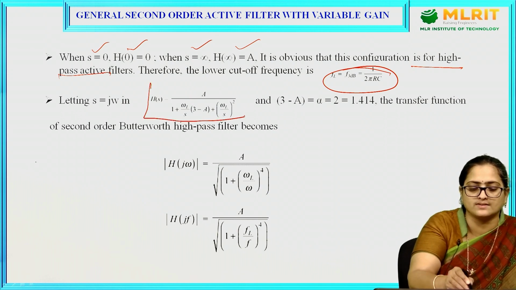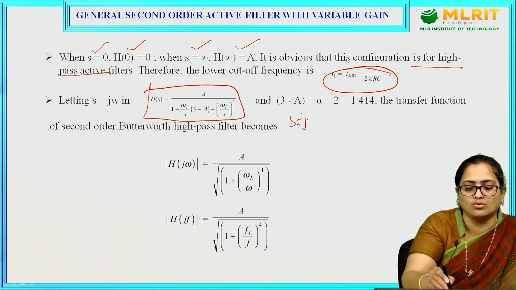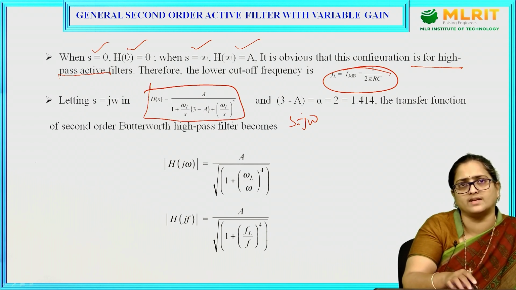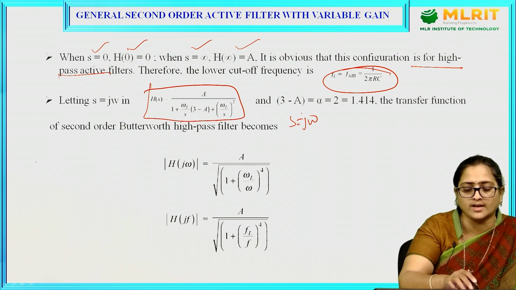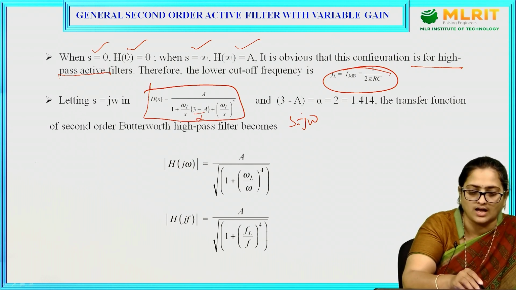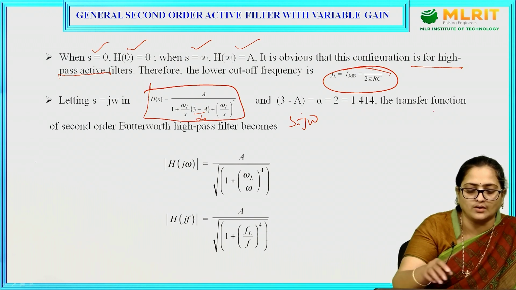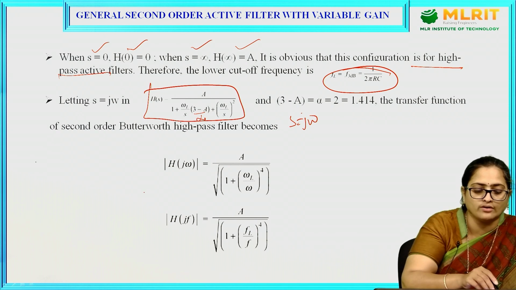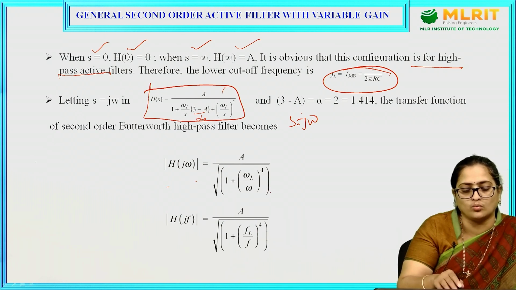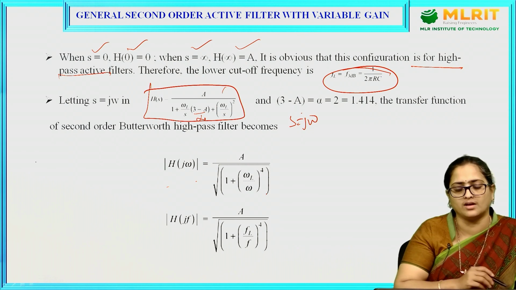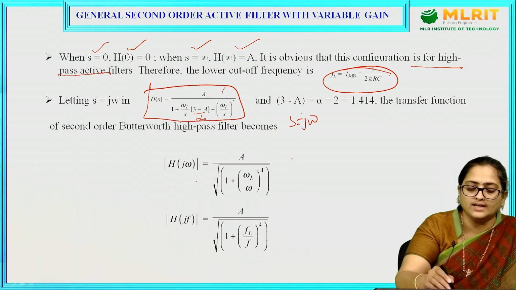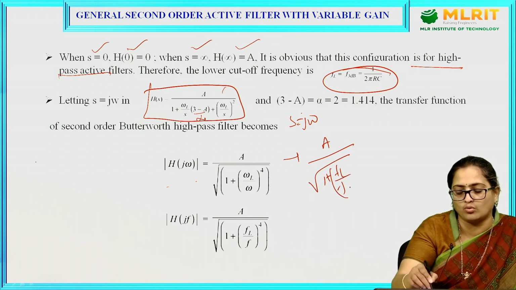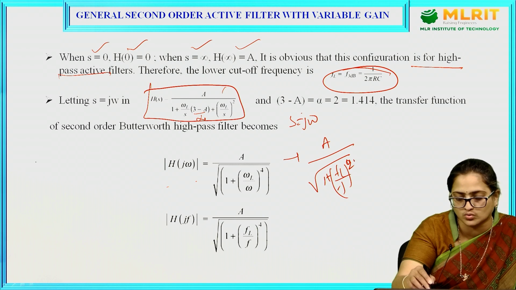If you substitute s equals j omega in the above transfer function, H(s) equals A by 1 plus omega L by s into (3 minus A) plus (omega L by s) whole square. By assuming 3 minus A is alpha and rewriting this expression, you can write H(j omega) equals A by root over 1 plus (omega L by omega) whole to the power of 4. In terms of frequency, you can write A by root over 1 plus (fL by f) whole to the power of 4. This you can also write as 2n.